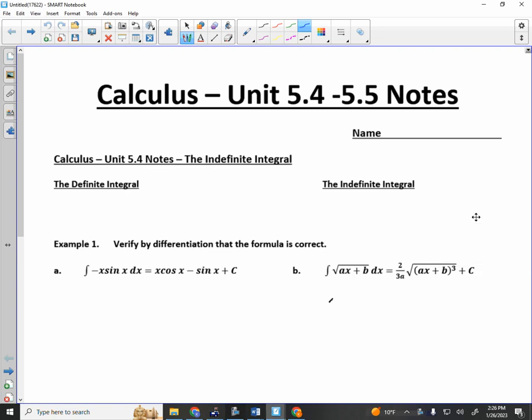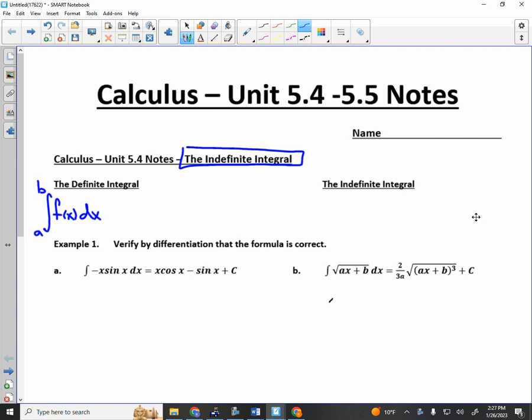Okay, calculus class, here we are in your notes. Today we're going to be talking about the indefinite integral. And the definite integral is something you've already learned. Definite means that it has bounds. So bounds from a to b of f of x dx.